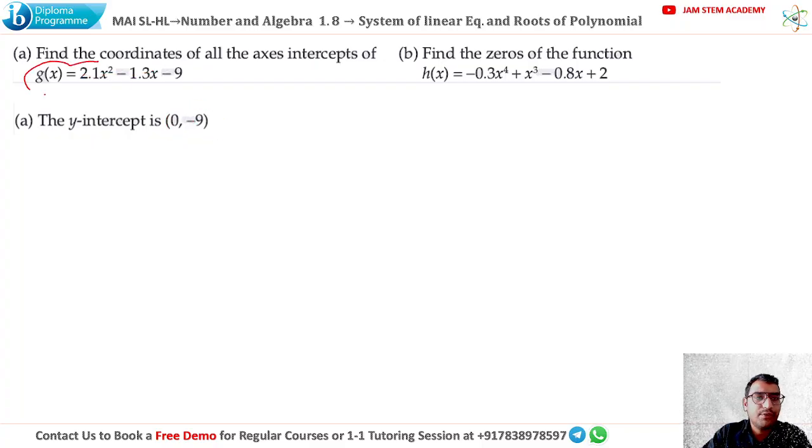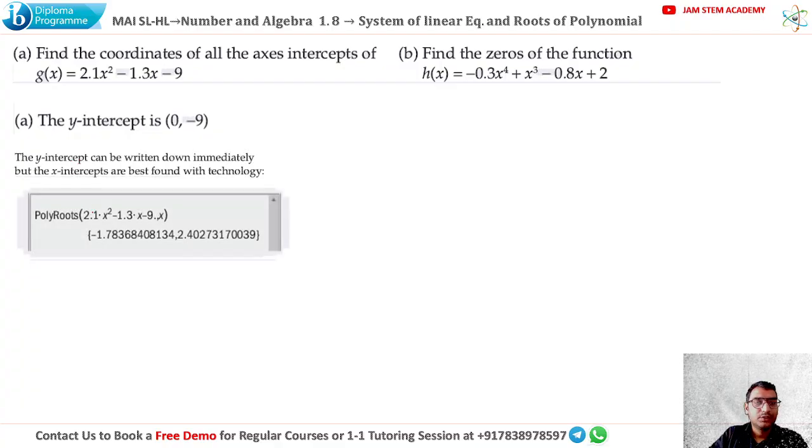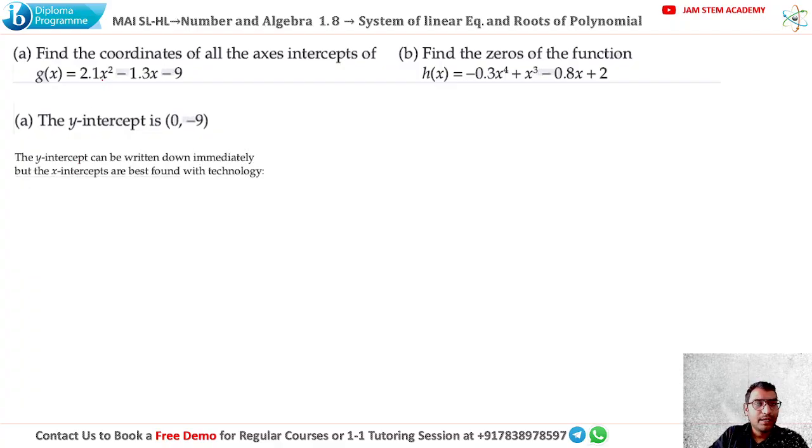Means if you draw the graph of this function, you will find that it cuts the y-axis at this point (0, -9). It's very easy to get the y-intercept, right? Directly substitute x equals 0. But if you have to calculate the zeros, or in this case x-intercepts, you have to put y equal to 0. It means you have to put 2.1x squared minus 1.3x minus 9 equals 0.